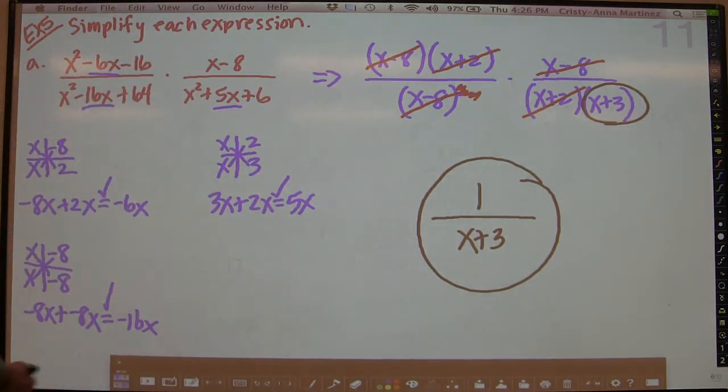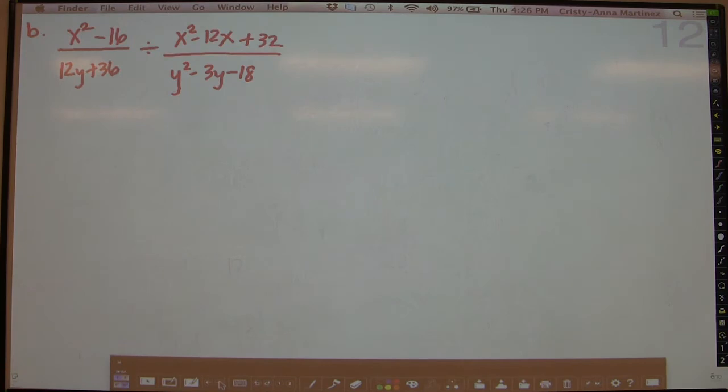And then we're going to do one more. And again, can't stress enough how important it is for you to be able to factor, to make this a more simplified version for you.